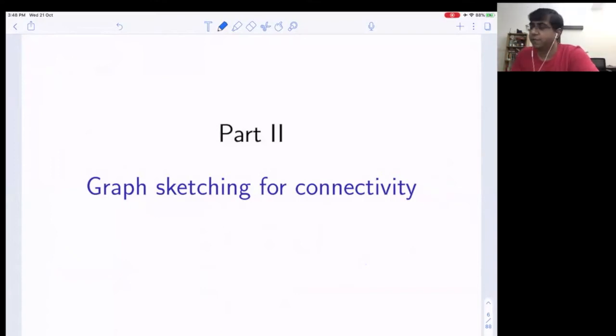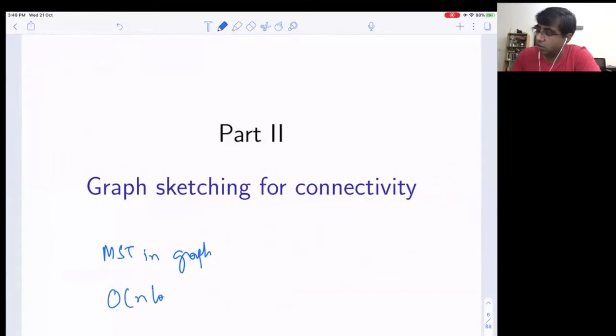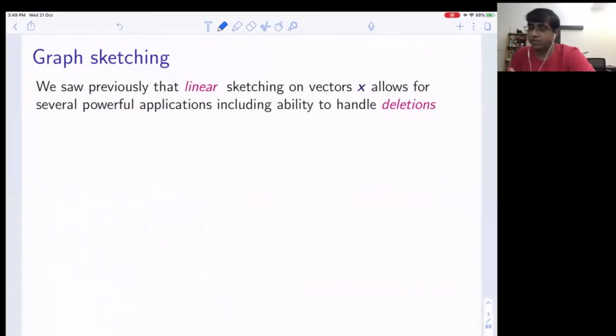Last time our algorithm for graph connectivity was very simple. All we were trying to do was to keep a minimum spanning tree of the graph. We could keep that on the fly, and that took us O(n log n) space. That's it. But today our model is different. Now edges will be allowed to be added as well as deleted. We have seen previously this notion of linear sketching on vectors x that allows for several powerful applications, including the ability to handle deletions.